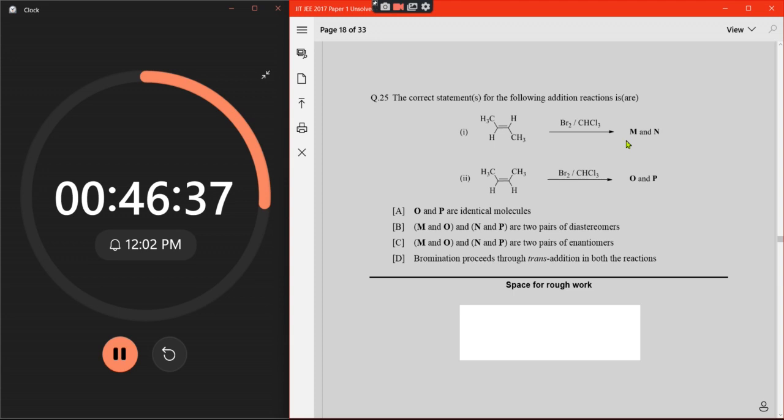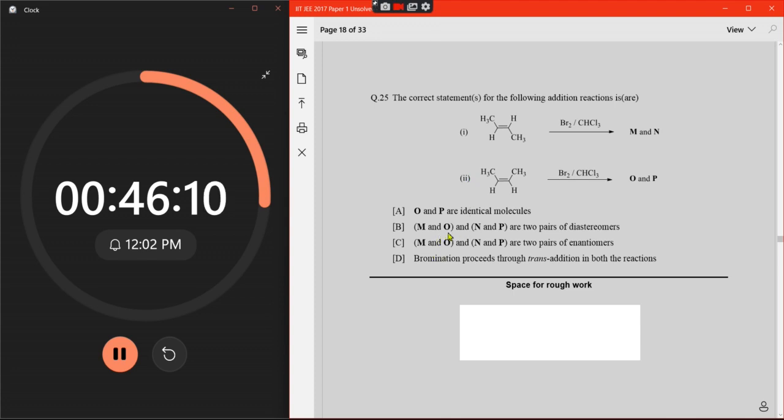Okay, man. और ये क्या है? Br2/CHCl3 is O and P. Right? Bromination ही होगा, and most likely they're using this as a solvent. जो भी है. O and P are identical molecules. No, they are not. They are stereoisomers. M and O and N and P, तो ये correct statement, right? Okay. M and O and N and P are two pairs of diastereomers. Yes, diastereomers because एक are, yeah, okay, that explains it.